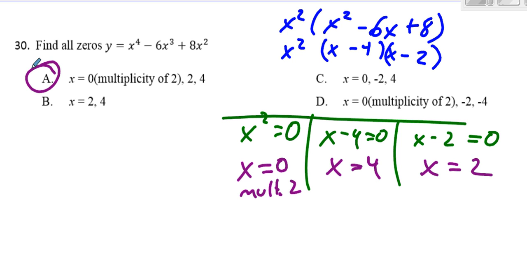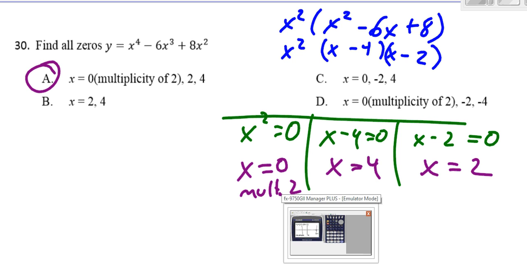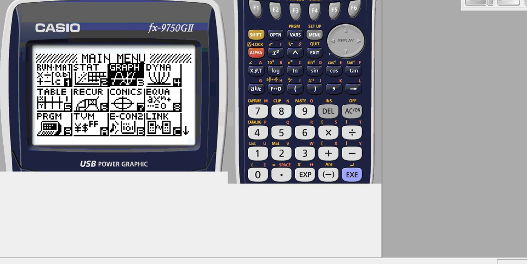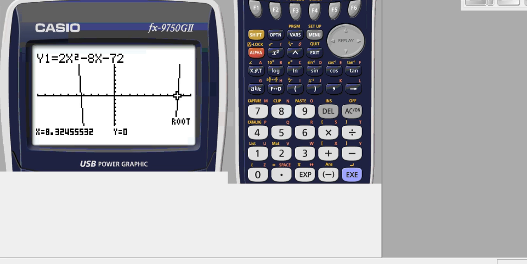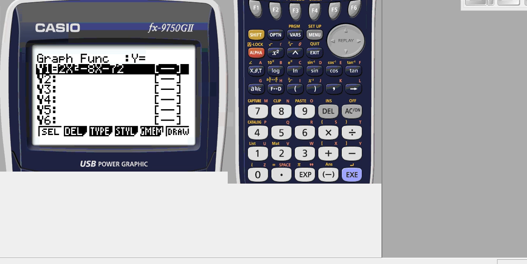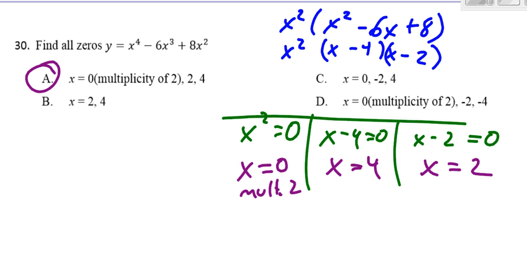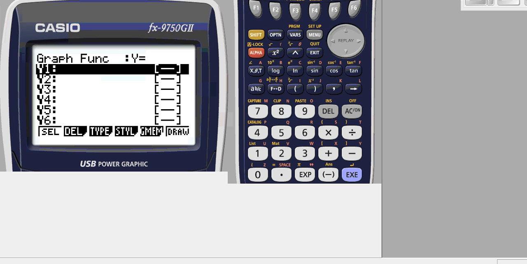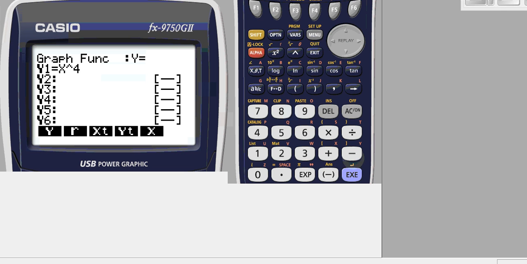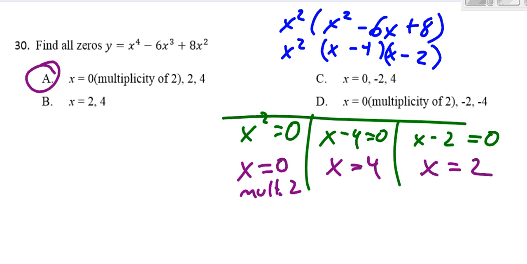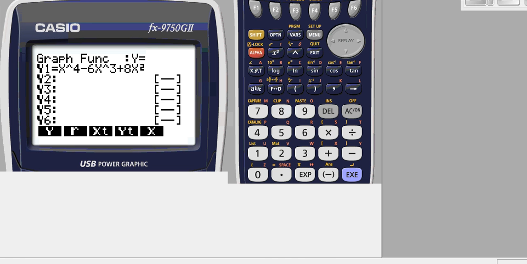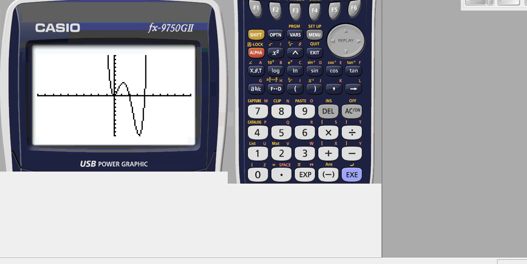You could have done that without actually doing any work by hand, though. You could have graphed it. So when you graph it, it's x to the 4th minus 6x cubed plus 8x squared. And you're looking for zeros, which means you're looking for the roots. It crosses the x-axis at 3 points. You can see them pretty clearly.